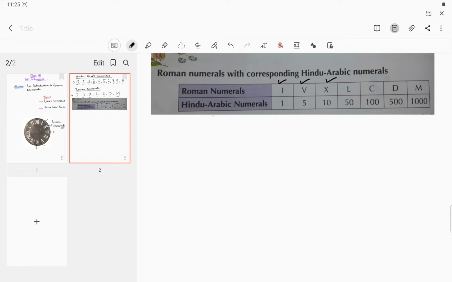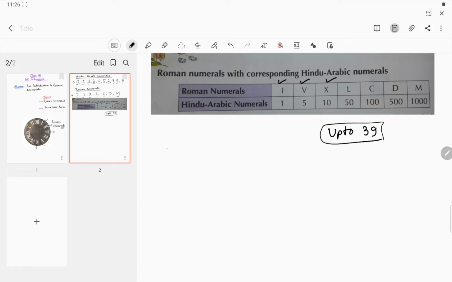And using these three symbols and certain rules, we may write numerals up to 39 in Roman numerals. Okay, we will study for this class the numerals up to 39.